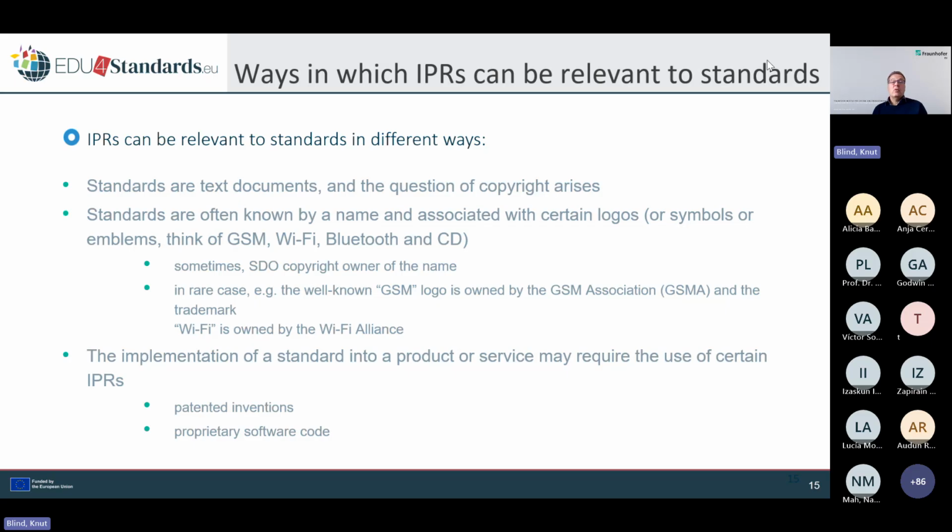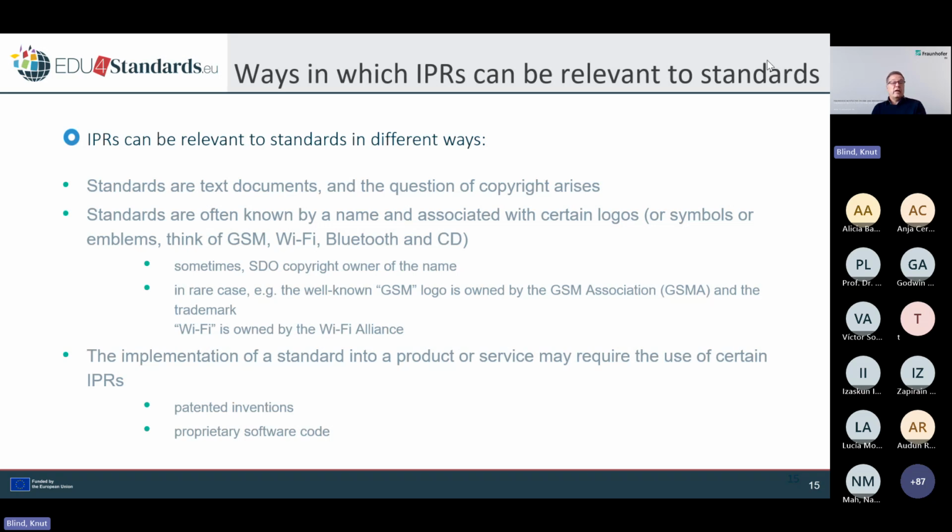Or the GSM logo is owned by the GSM Association, or Wi-Fi is owned by the Wi-Fi Alliance. That's also to be known. For us as researchers, trademarking is maybe a little bit beyond our scope. We are mostly related to the question, when we have some inventions, some new know-how, whether we go for a patent. And then we get to these interlinkages to standards, especially when this patented know-how is part of a standard.